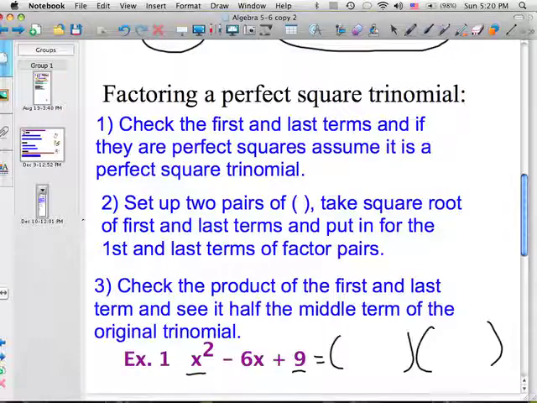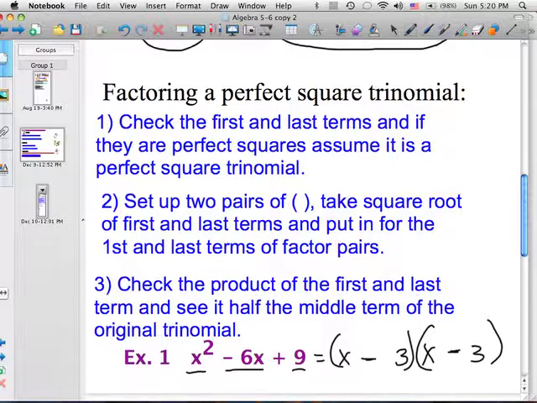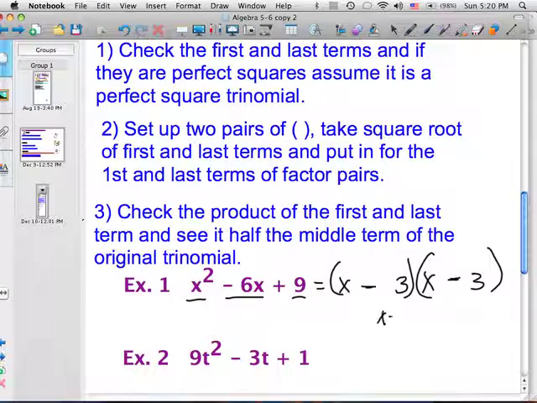Take the square root of the first term, that's x. The square root of the last term, which is 3. Now remember the sign is going to be the same between them. I see a negative 6x, so I know it's going to have to be a negative for both of them. And then I just check. Negative 3x, if I multiply these two together, I get negative 3x. Is the middle term twice that? It is. So my answer is x minus 3 quantity squared.